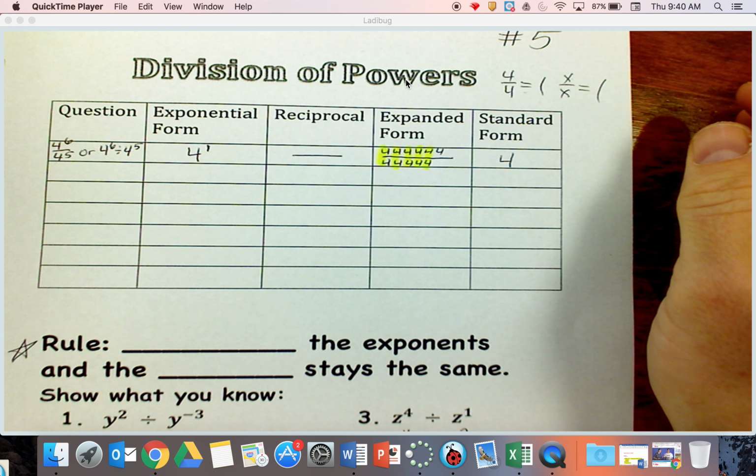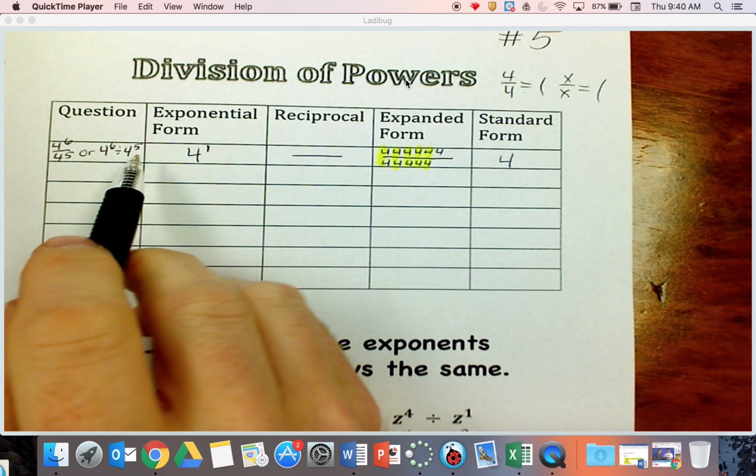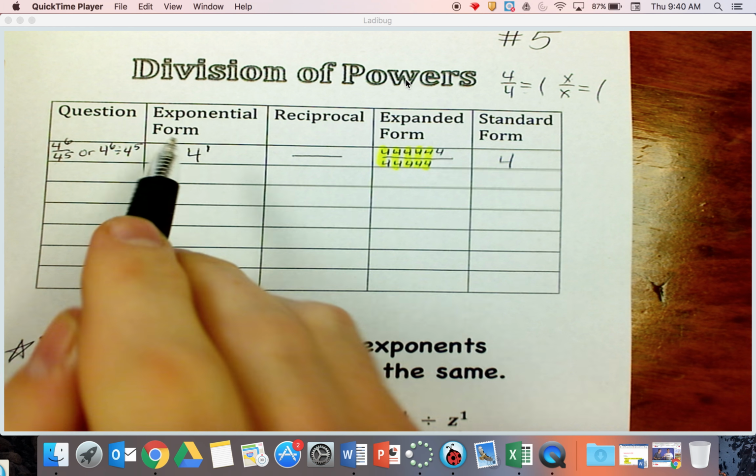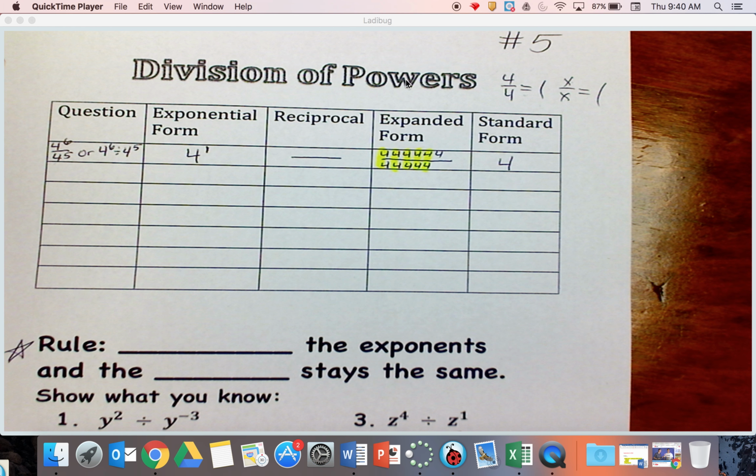Now think about that for a minute. How did we use the 6 and the 5 to get 1? What did we do to 6 and 5 to get 1? Think about that as we look at another example.